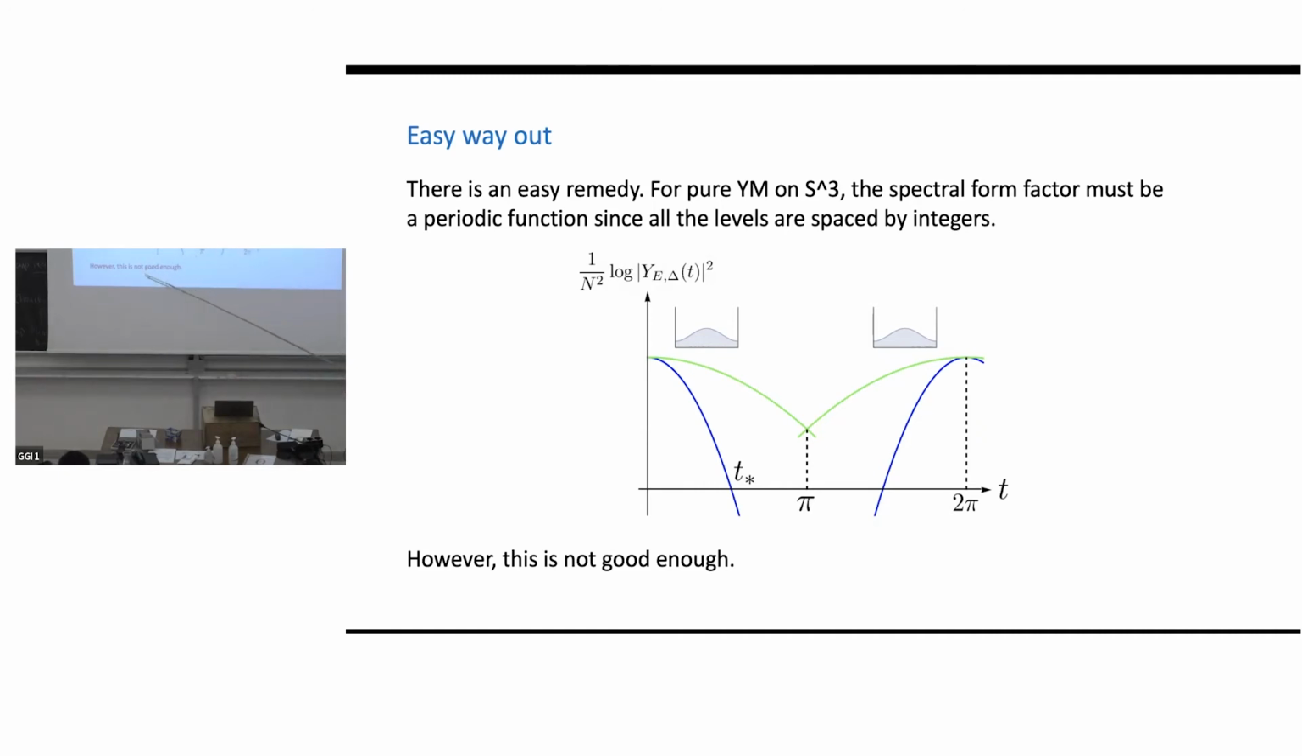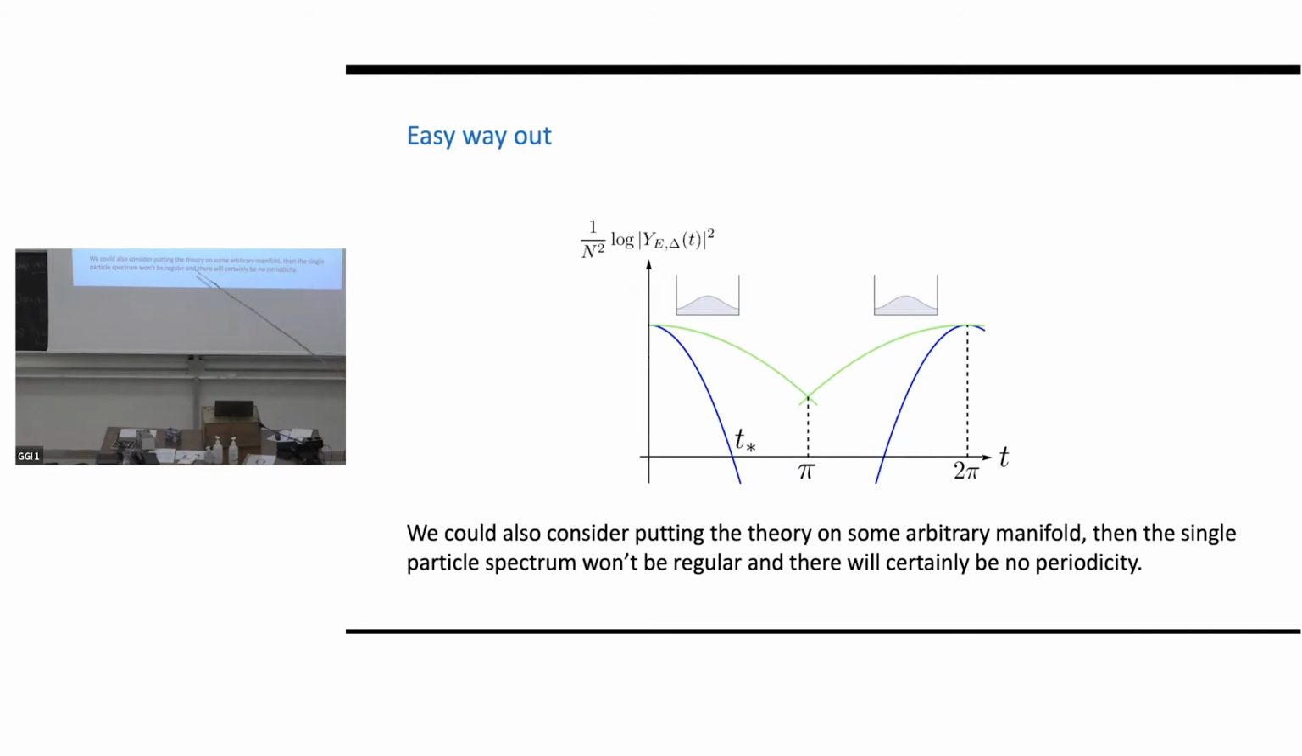But this is not a good enough solution to the discreteness problem because you could have two situations. In one situation, the combination of this early decay and its periodic recurrence simply prevents the answer from being exponentially small. But you could well have another situation where there's still a very large gap in between these two saddle points, so that the spectral form factor is exponentially small. So in the latter case, you still need something else to prevent running into a problem with discreteness. Also, we could consider putting the theory on some arbitrary manifold, not S3. Then the single particle spectrum does not have to be spaced by integers, and it won't be regular, so there will certainly be no periodicity. So this argument shows that this way out cannot be a general mechanism, okay?